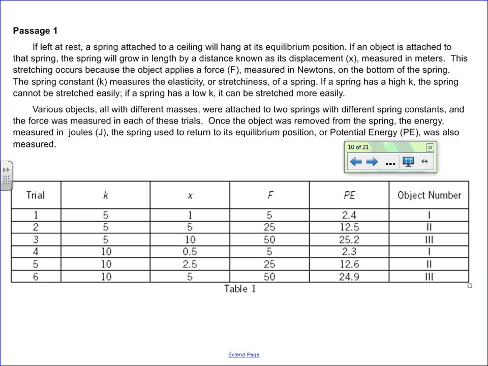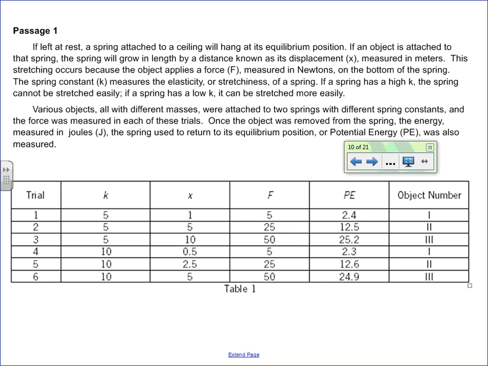Various objects, all with different masses, were attached to two springs with different spring constants, and the force was measured in the trial. Once the object was removed from the spring, the energy, measured in joules, the spring needs to return to its original position, also known as potential energy, is measured. All right, so in this case, we have a set of data now. What they did was they took a bunch of springs, they added some objects to it, and they measured how much was stretched, how much force was applied, and how much energy.